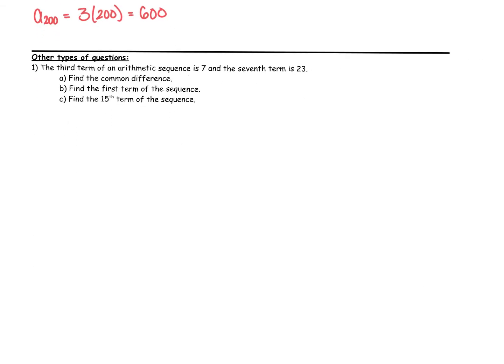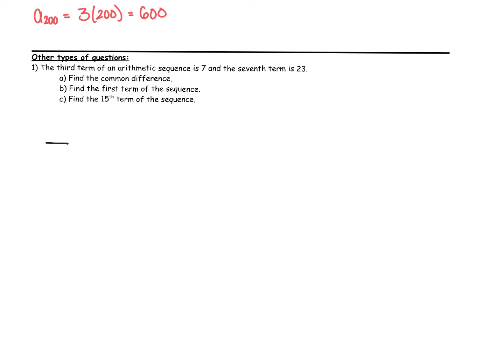All right, last but not least is the other types of questions that this could ask. So it could say something along the lines of, the third term of a sequence is 7, and the 7th term is 23. Find the common difference. So let's map this out first.